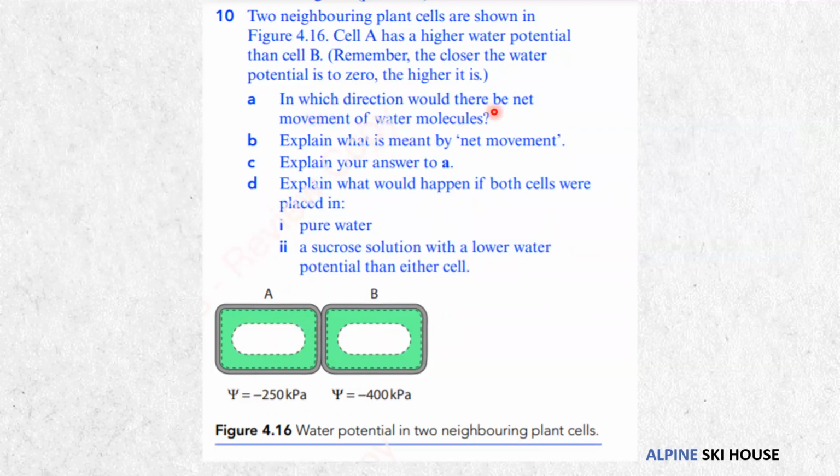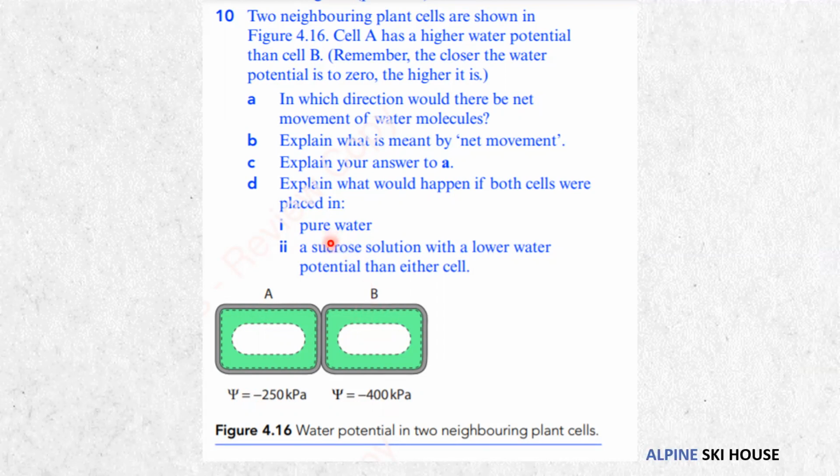The question is, in which direction will net movement occur? Let's see net movement, because at any point movement is occurring both ways. Net movement is from A to B. The next question is, explain what is meant by net movement. If you understand what is occurring at every moment, net movement is the overall movement that is occurring. For this B part, I want you to go back and Google this as well. Please write it down as a task, because I want you to be able to write it down perfectly. Then he's asking for an explanation to A. You know the explanation. You can mention the minus 250 and the minus 400 and movement down a gradient.